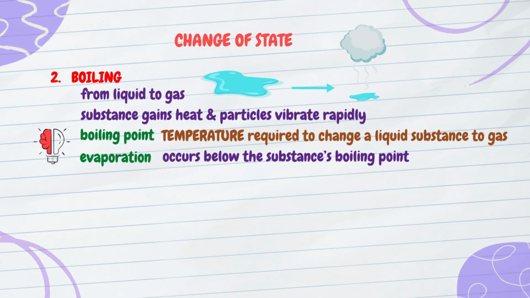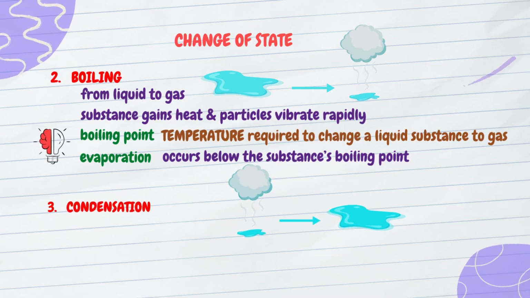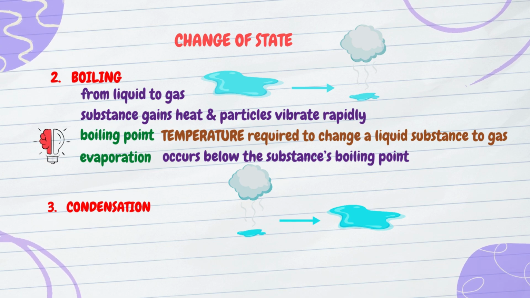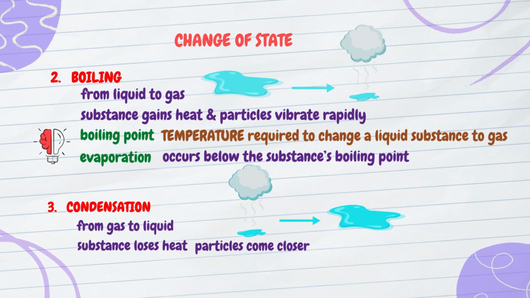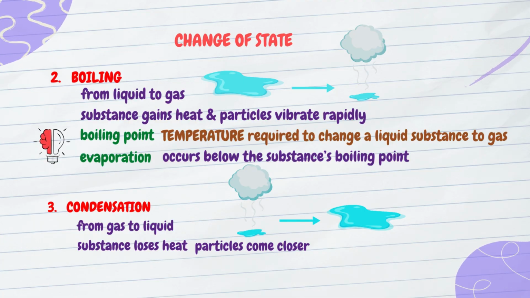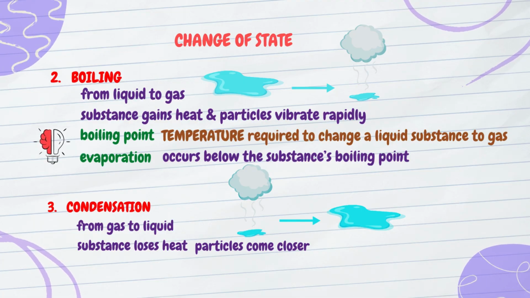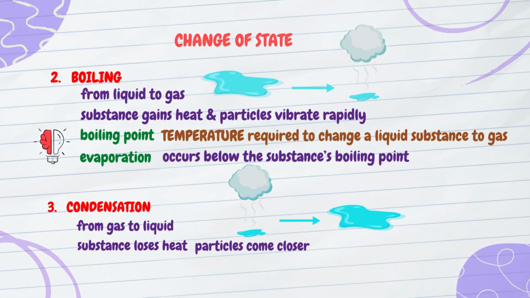The third change of state is condensation. Condensation is the change of state from gas to liquid. During condensation, the substance loses heat, causing particles to come closer. As a result, the substance changes its state from gas to liquid.